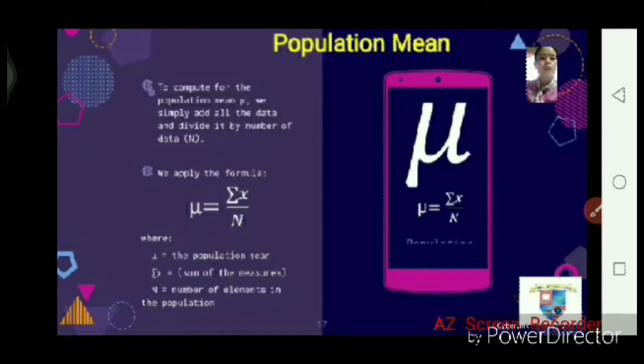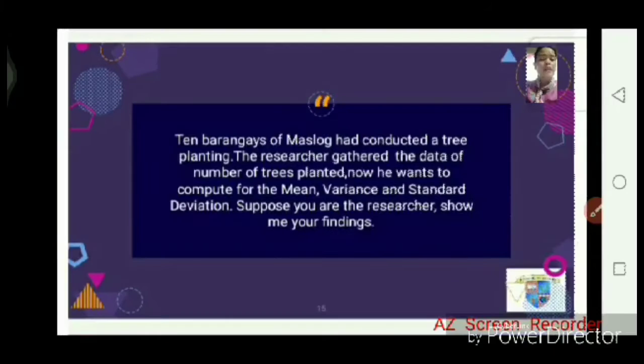To compute for the population mean, we simply add all the data and divide it by the number of the data. And of course, we have the formula. Our formula for the population mean is the summation of x over n. So to begin, we have the problem here.